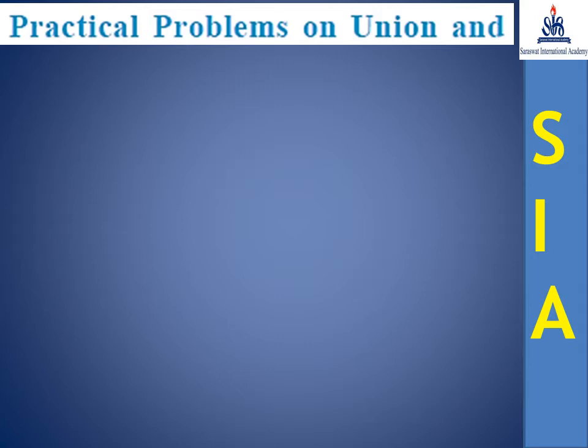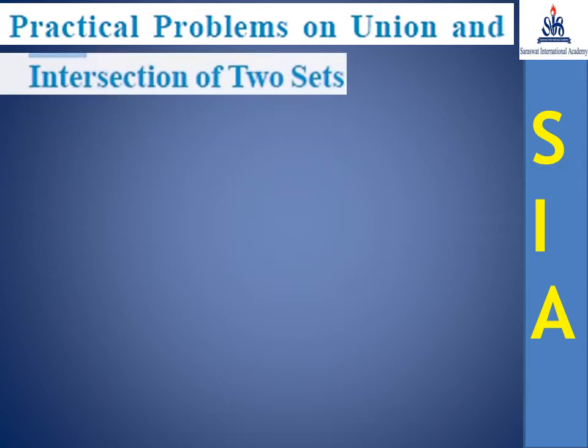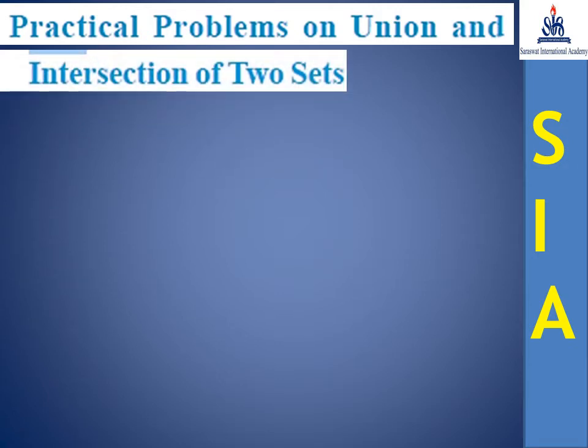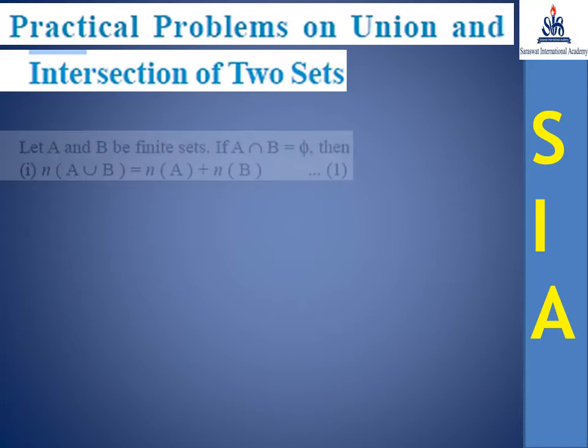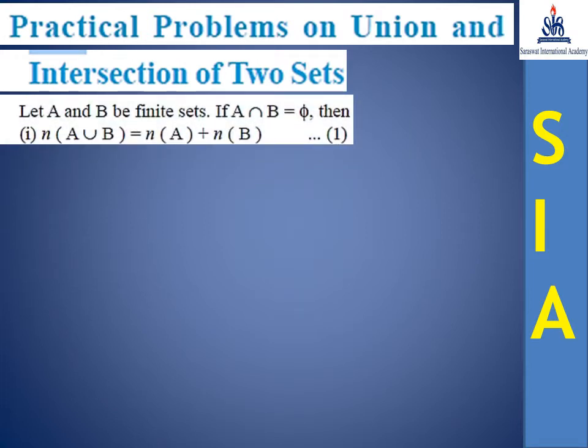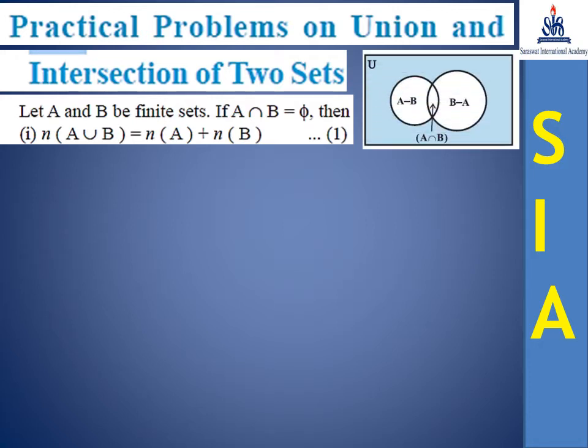Let's start. Practical problems of the union and intersection of two sets. First I explain what union and intersection mean for numeric values. If A intersection B is a null set, then n of A union B, where n indicates the number of elements, students, is equal to n of A plus n of B. That's your first property. Look at this figure.